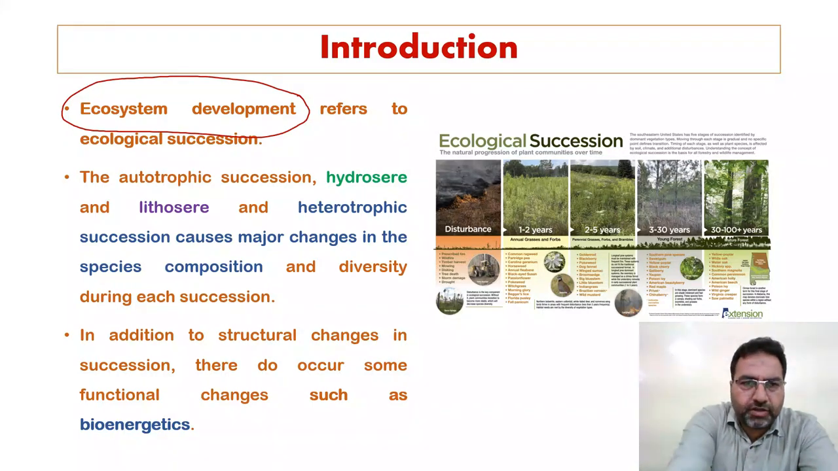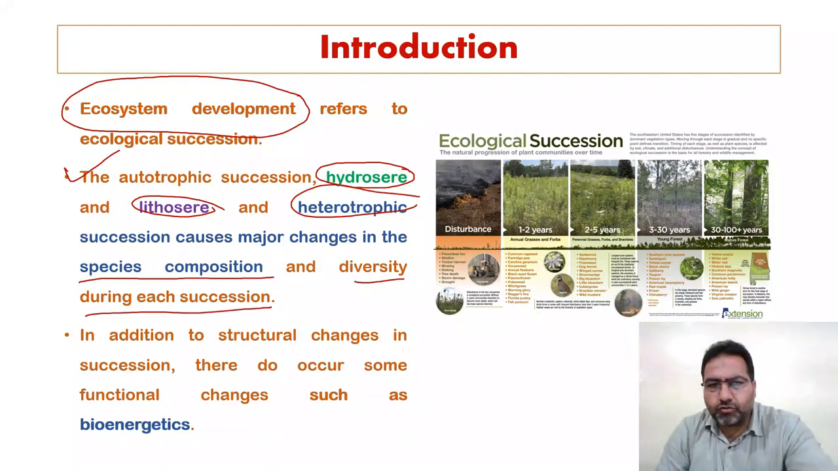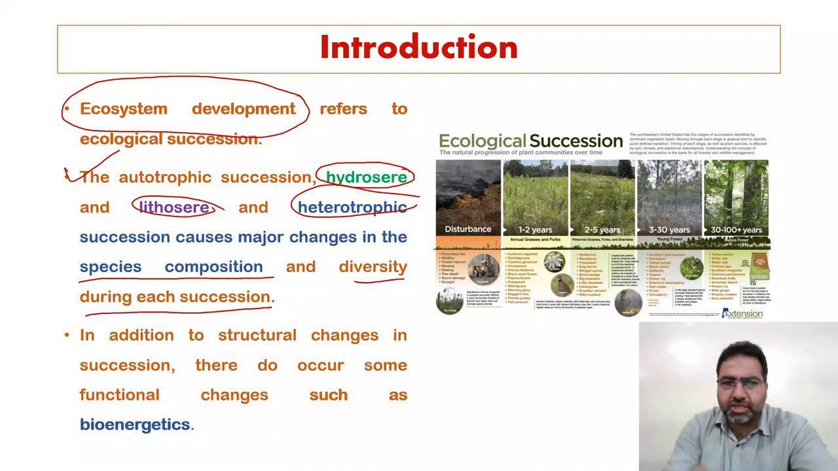There is autotrophic succession, such as the hydrosere and lithosere, and heterotrophic succession, which cause major changes in the species composition and diversity during each level of succession.